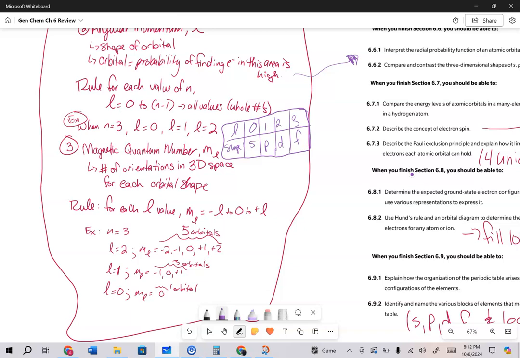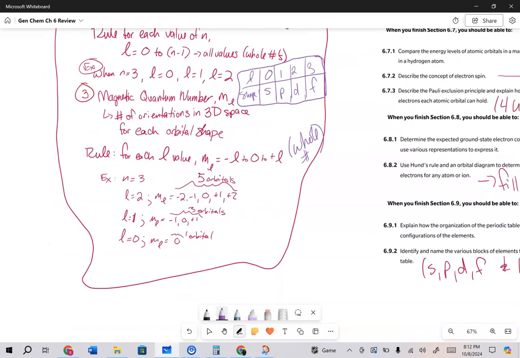quantum number. For each L value, m sub L has to equal all values from negative L to 0 up to positive L. And when we say all values, we always mean whole numbers in these different types of quantum numbers. So here we have an example that for an n of 3, we know L is 2, 1, and 0, and we know m sub L has to equal then negative L up to positive L.